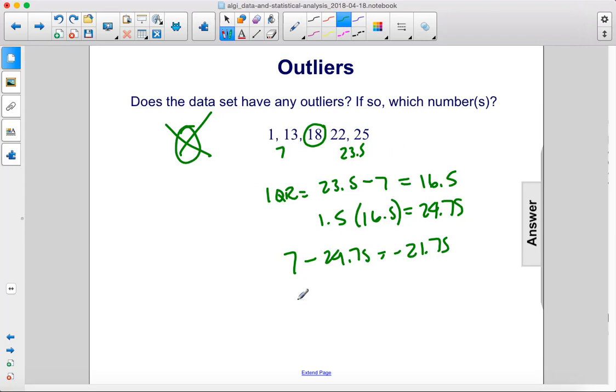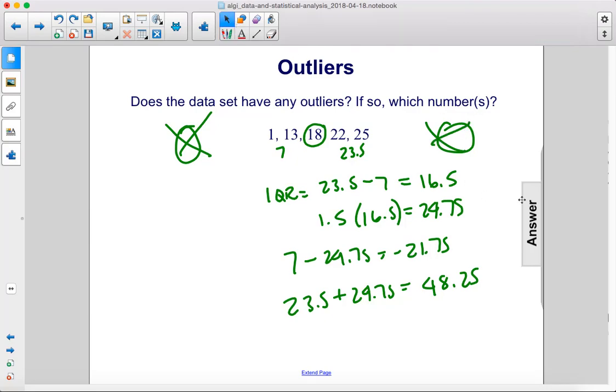Our upper limit is going to be 23.5 plus 24.75. That equals 48.25, which is way over here. And we see that 25 is the upper extreme here, which is not an outlier. So there are no outliers here.